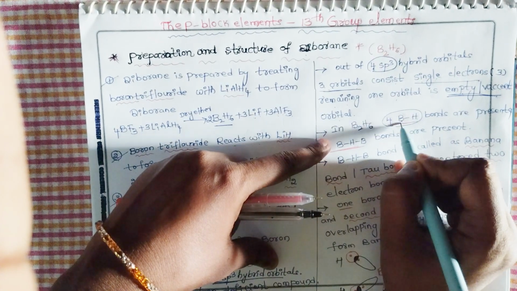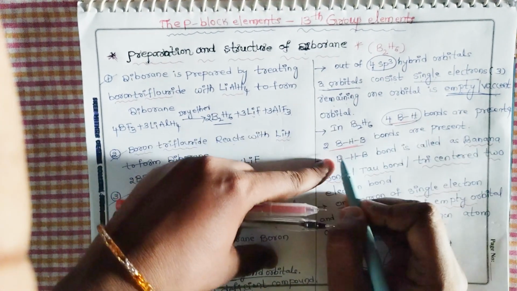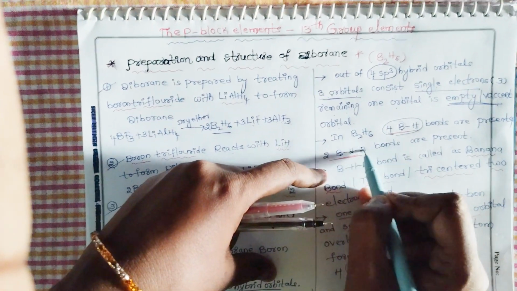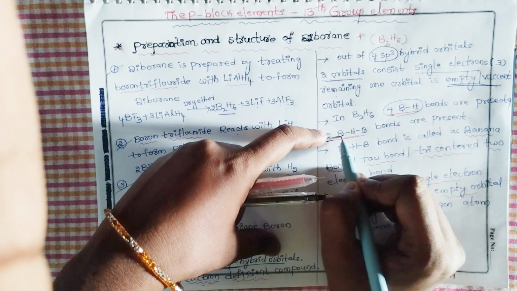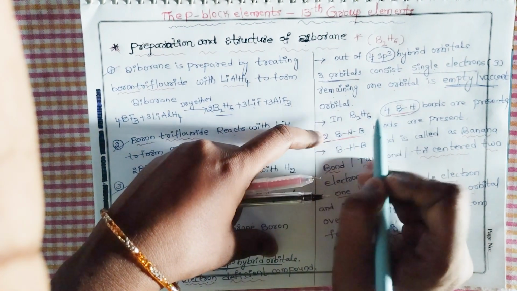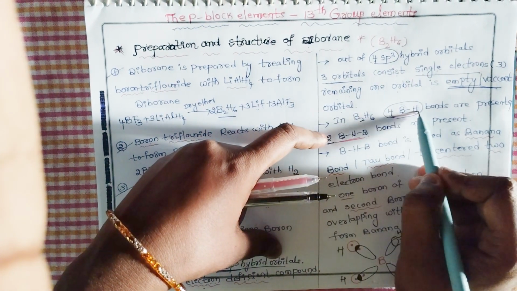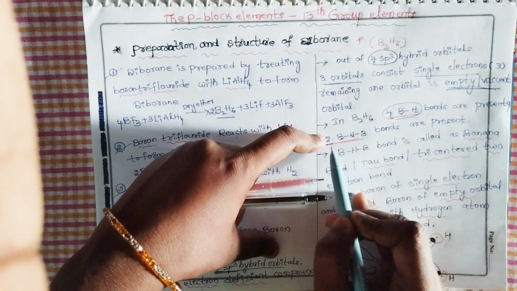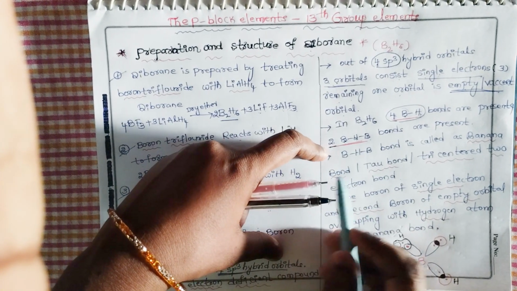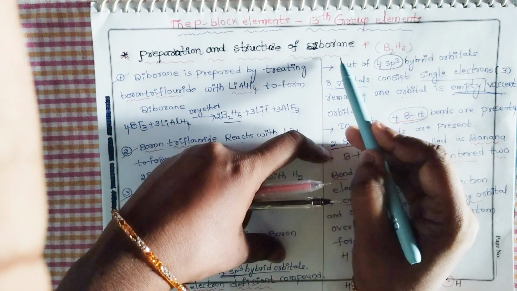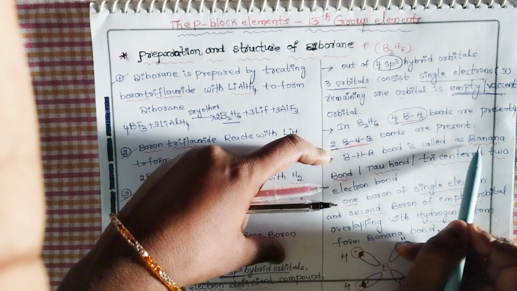BH means boron and H means hydrogen. And how many BHB bonds are present? 2. So BHB means boron, hydrogen, boron. So in total, in diborane, how many BH bonds are present? 4 BH bonds. And how many BHB bonds are present? 2 BHB bonds. So particularly in diborane, one special type of bond is present.